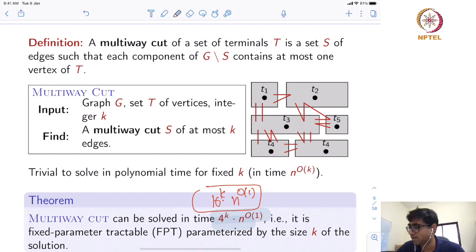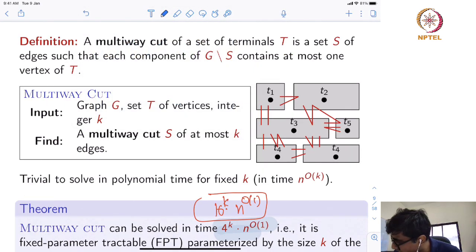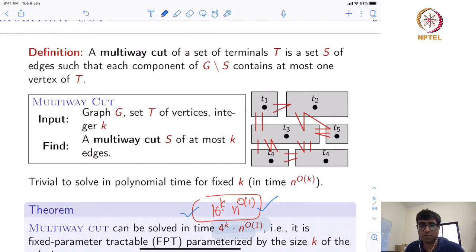O(1). In fact, we didn't design this algorithm. We talked about this algorithm, but the running time which we properly analyzed was 16 to the power k n to the power of big O of 1.